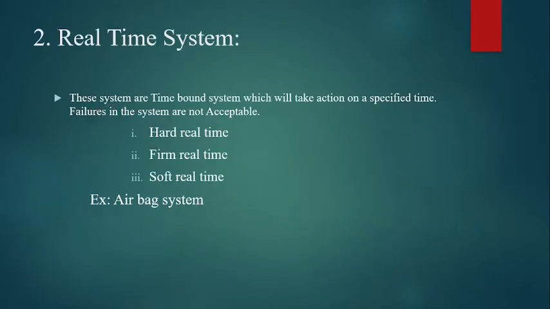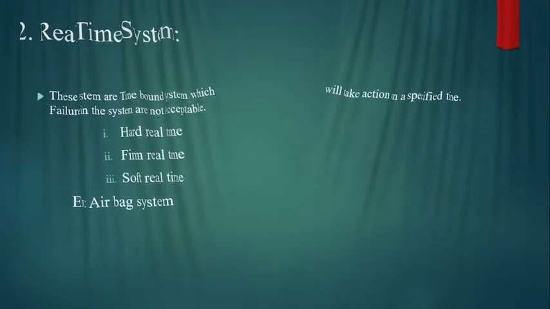Next, real-time system. These systems are time-bound systems which will take action at a specified time. Failures in the system are not acceptable. Types: hard real-time system, firm real-time system, soft real-time system. Example, airbag system.